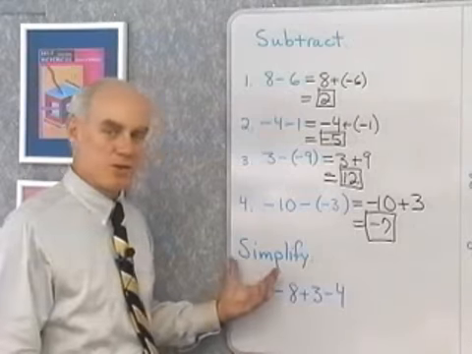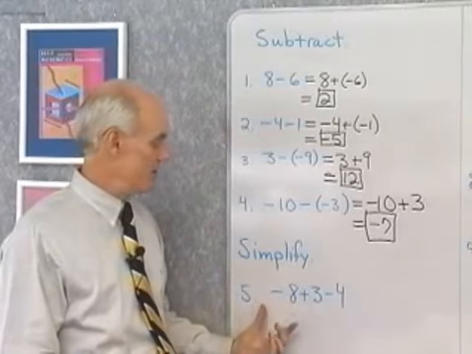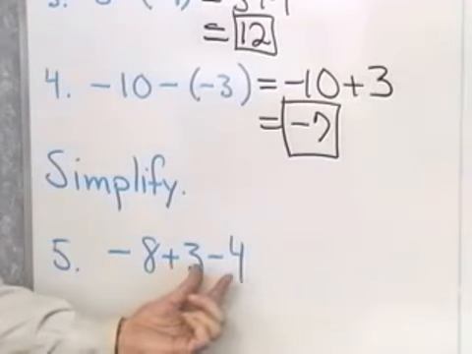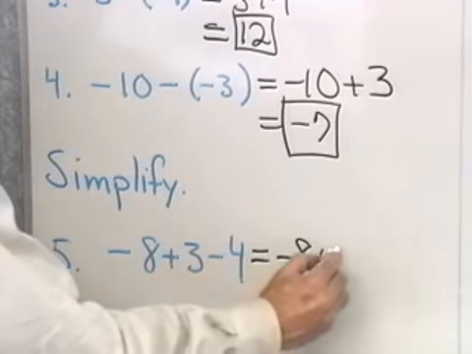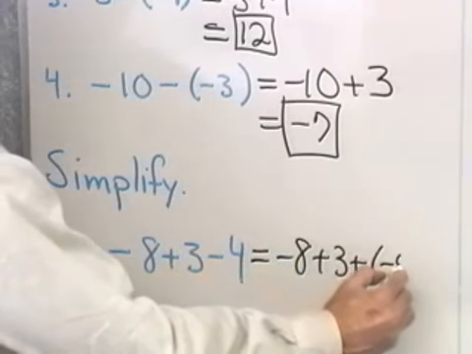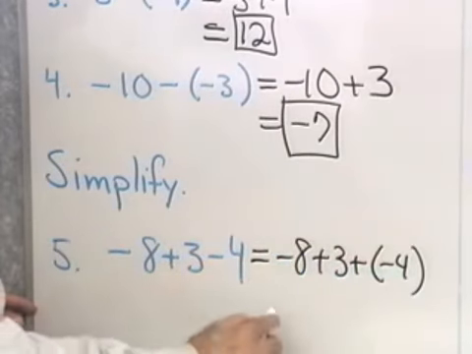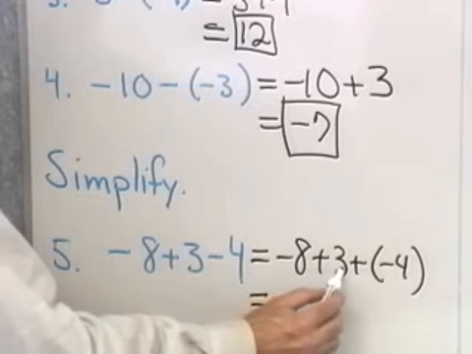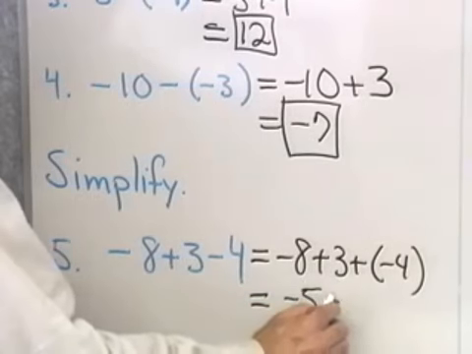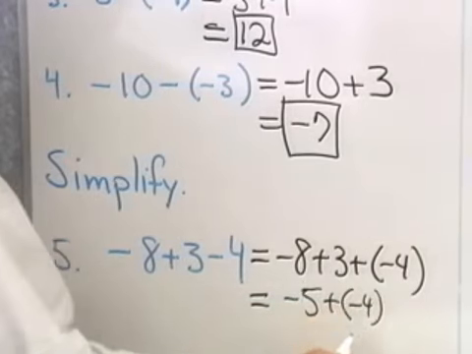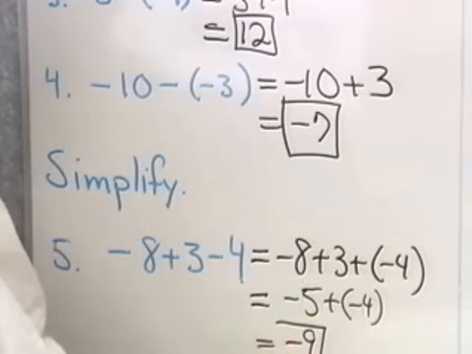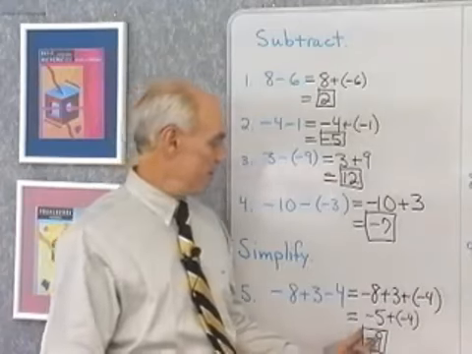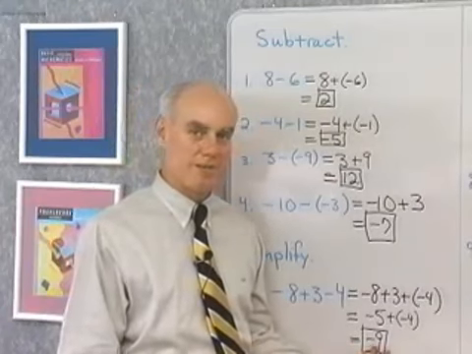Now the next problem I want to do is a simplify kind of problem, so let's look at it. I have negative 8 plus 3 subtract 4. I'm going to write this as negative 8 plus 3 plus negative 4. Just to write it all in terms of addition. Now negative 8 plus 3 is negative 5 plus negative 4. Negative 5 plus negative 4 comes out to be negative 9.